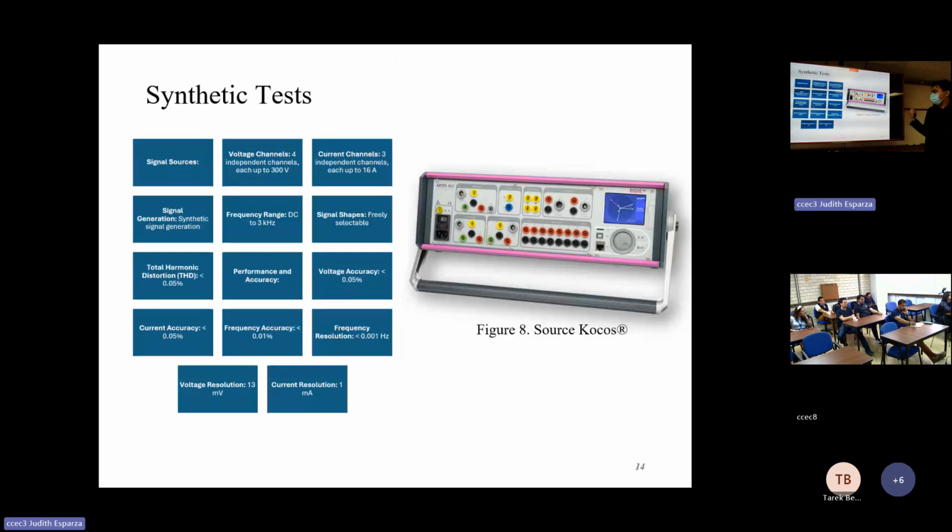For calibration I use a source. This source has a very high accuracy, 0.05%, which is very good current accuracy. This one is the voltage, and the total harmonic distortion. This source has synthetic harmonics.